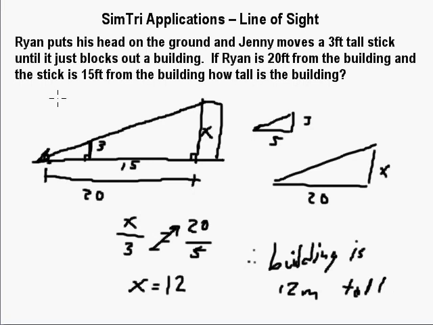Alright, so there are two examples of similar triangles, line of sight. What you do is you take an object and you just block out the line of sight to the other object, and you can use similar triangles. This is where you get a small triangle inside a big triangle. If you need help on that, go back to the video I did on how to solve them. Cool. Good luck.